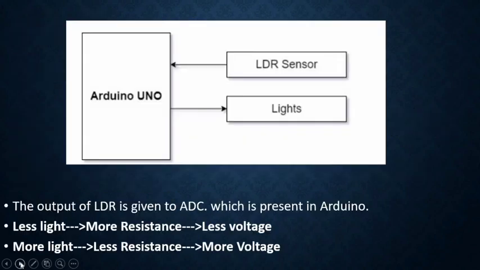When we go to the block diagram, from the LDR sensor we are taking the input. It is given to the Arduino board. By using the Arduino code, we are controlling the brightness of the LEDs. The output of the LDR is given to the ADC, which is present in the Arduino. When there is less light, that means more resistance, so less voltage. Whenever there is more light, that means less resistance, so more voltage.